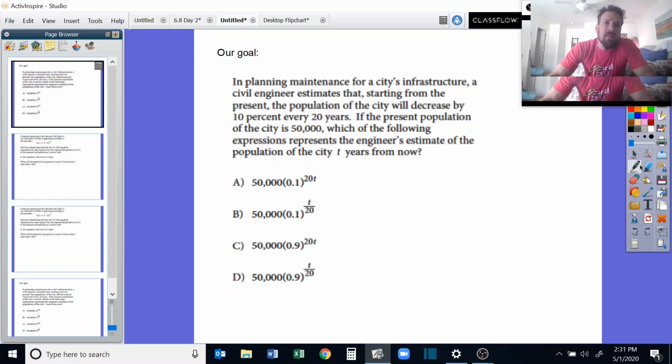This SAT problem says, in planning maintenance for a city's infrastructure, a civil engineer estimates that starting from the present, the population of the city will decrease by 10% every 20 years. If the present population of the city is 50,000, which of the following expressions represents the engineer's estimate of the population of the city T years from now?